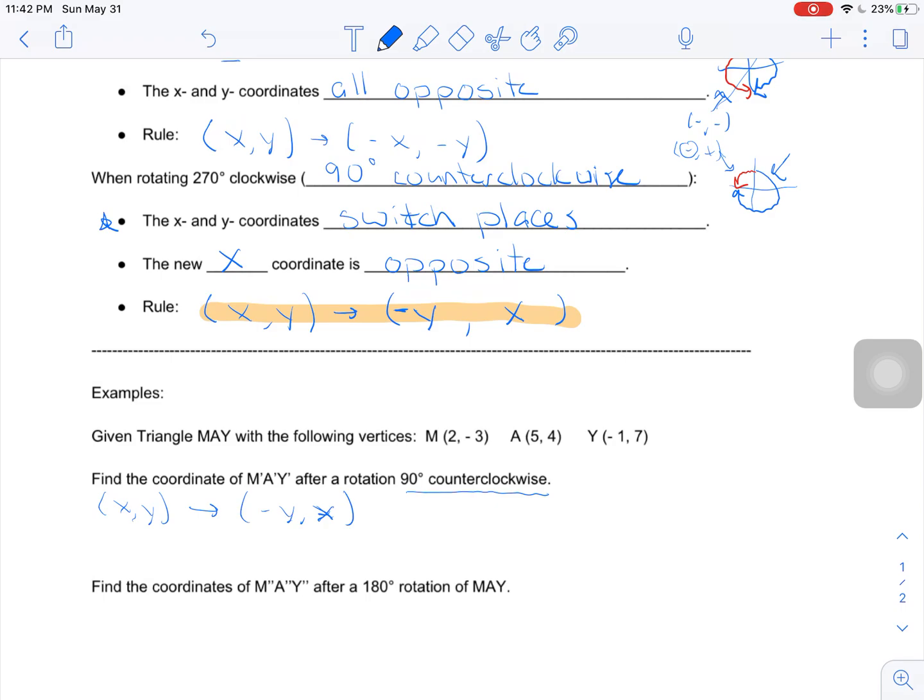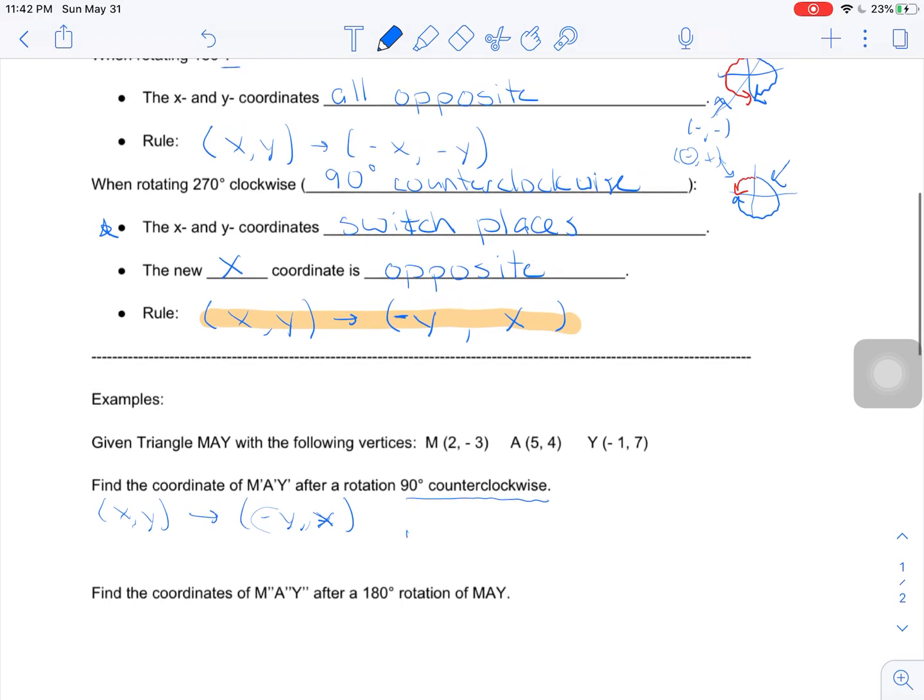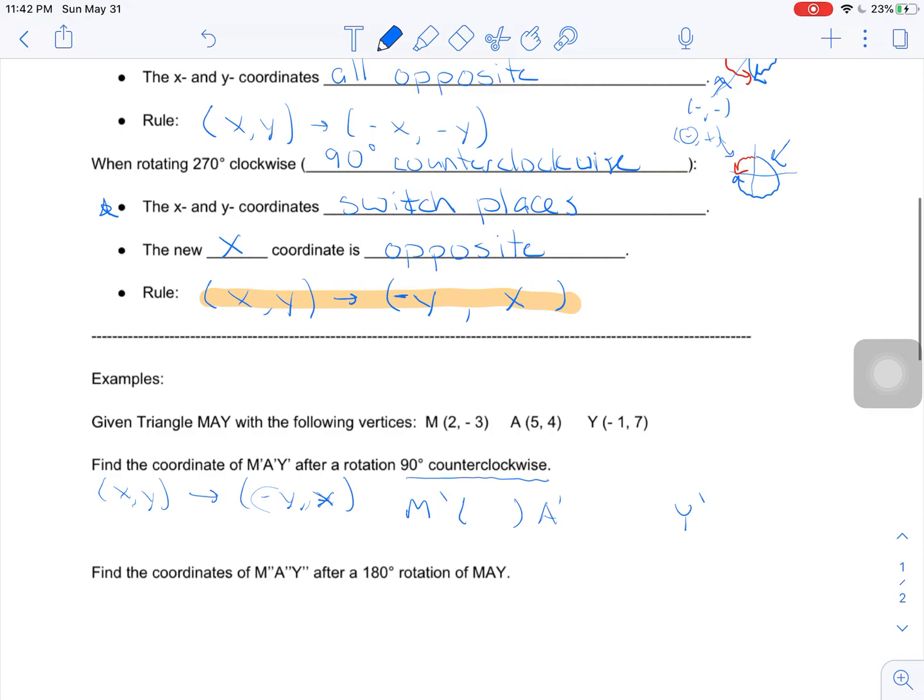So we want to take our coordinates and switch them. And then after we switch them, we want to make what is now the x coordinate be the opposite of what it was before. So I can go through and use that rule on each of the 3 coordinates and get the new coordinates without having to guess where they go on a graph. So M prime, if I switch the x and the y, is going to be -3, 2. But I have to make the new x coordinate, this first number, be the opposite. Since it already was negative on this one, making it its opposite is going to make it go positive. So M prime would be +3, 2.